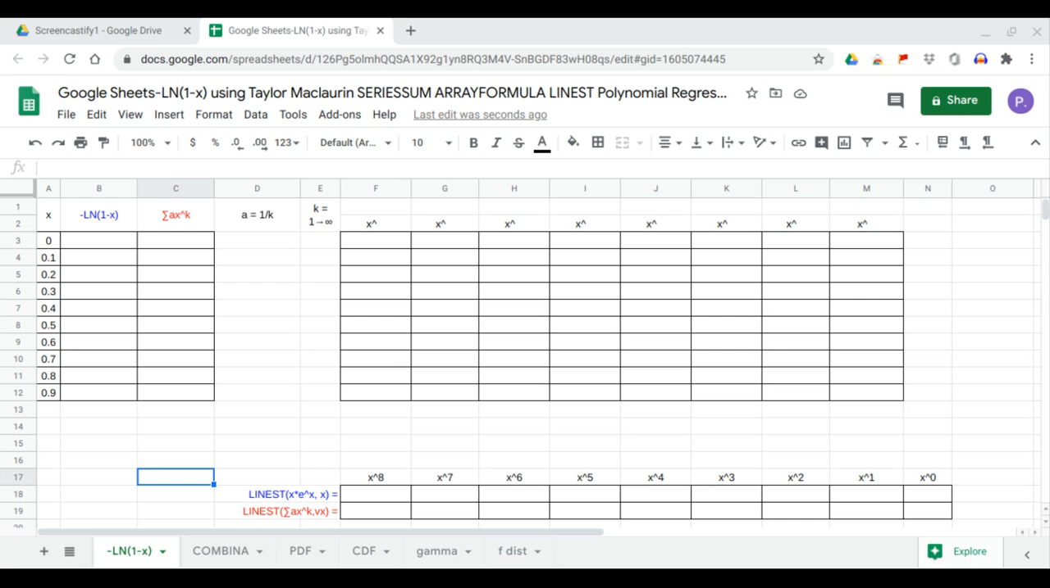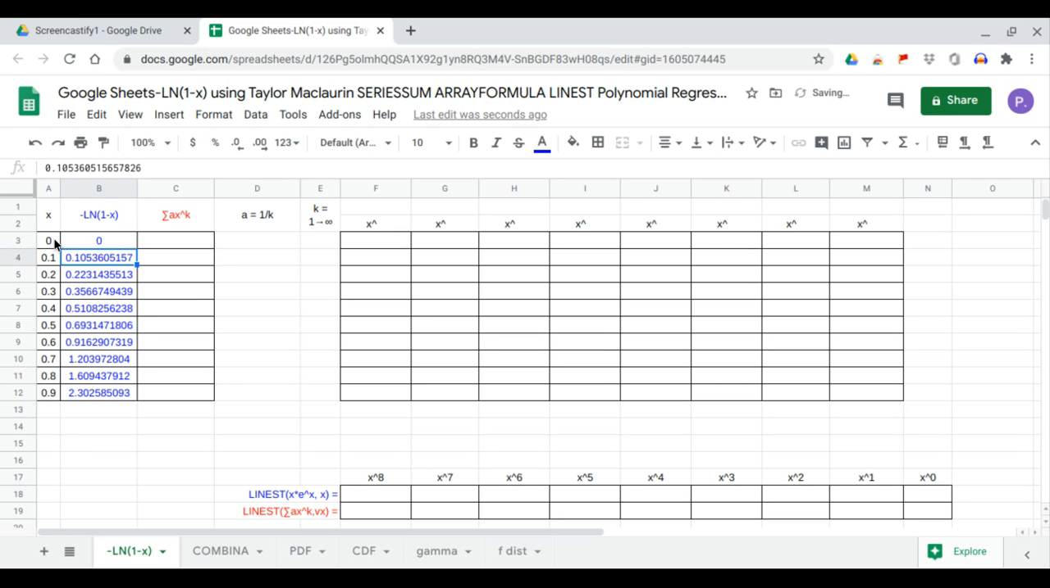In this video, we'll generate the dataset, trend line, and trend line equations of negative ln(1 minus x). We begin with the dataset using array formula. Array formula, minus ln(1 minus x).